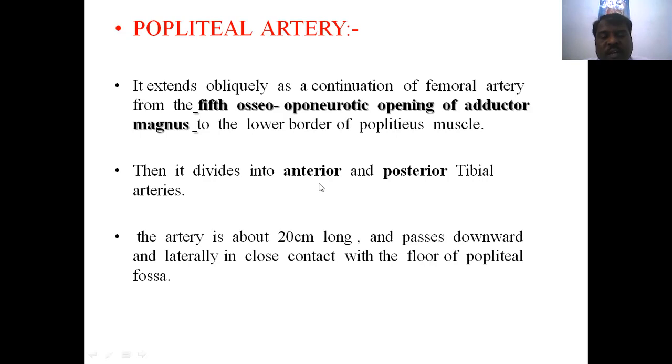Then this artery divides into the anterior and posterior tibial arteries. The anterior tibial artery enters the anterior compartment of the leg muscles and crosses the extensor retinaculum. Then the name is changed to the dorsalis pedis artery. Whereas the posterior tibial artery enters the calf muscle, that is between the two heads of the gastrocnemius, then goes deep, crosses the flexor retinaculum, and enters the plantar region, where the artery's name is changed. The plantar artery again divides into lateral and medial plantar arteries.